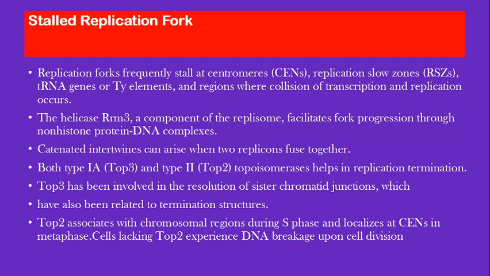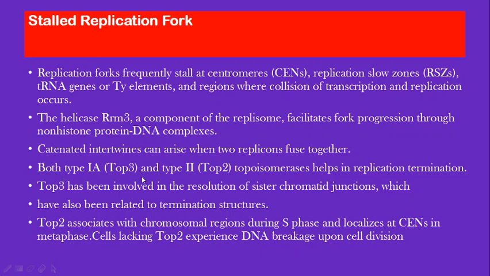So when both the replication forks with the replisomes collide with each other, it will result in the formation of pre-catenane, and when one of the replication forks moves rapidly over the other, it will result in merging. At that time the pre-catenanes will be called catenated intertwines.